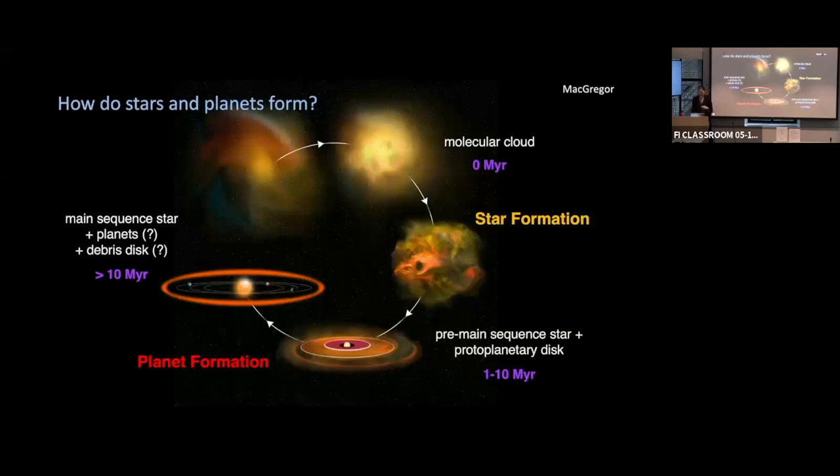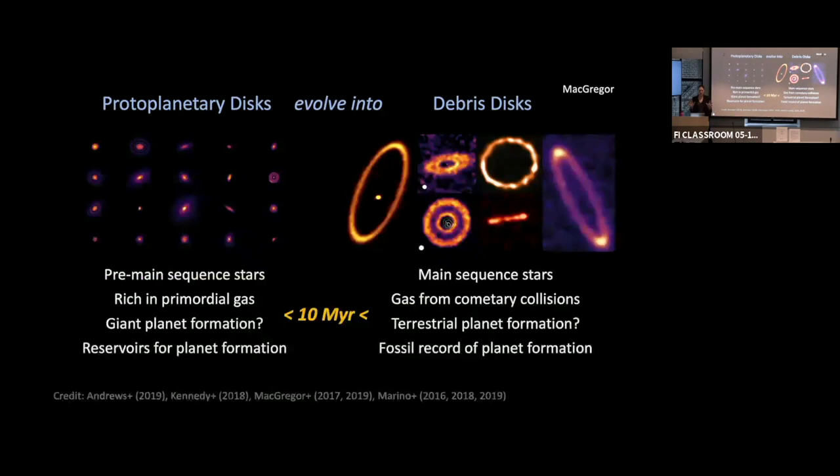So just to make the distinction between those two classes a little bit clearer, because I'm going to talk about both of them. Protoplanetary disks are what we have on the left. These are all images from the DSHARP survey that was done with ALMA. So these are pre-main sequence stars that are rich in primordial material and gas. It's really the only phase where we have enough material in disks to form giant planets, things like Jupiter and Saturn and Uranus and Neptune. So I like to think of protoplanetary disks as sort of the reservoirs for planet formation.